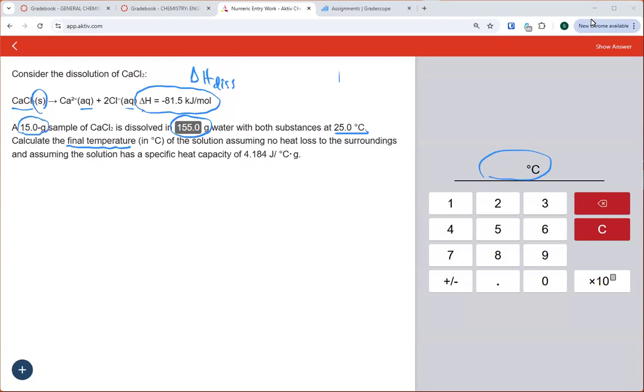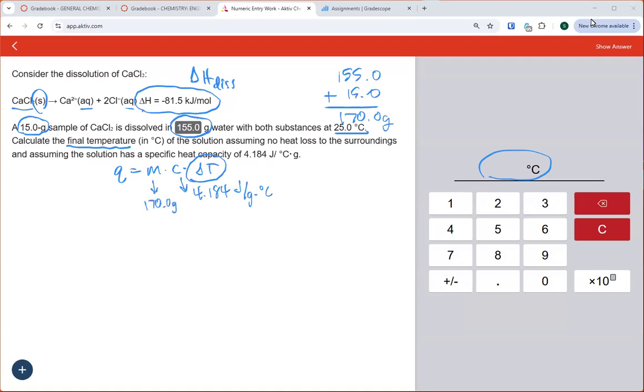So 155 plus 15, we have 170 grams. That's our total mass. So we're going to use this: Q equals mass times specific heat times change in temp. Specific heat, we're going to use water's because it's mostly water. Don't forget your units, it's joules. We're solving for delta T. So that means we're given mass, which is 170.